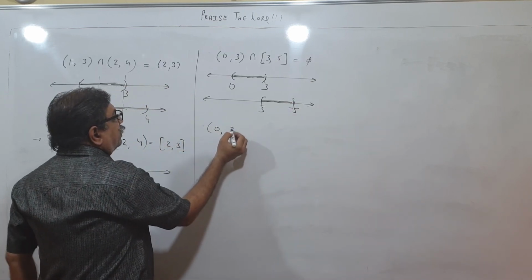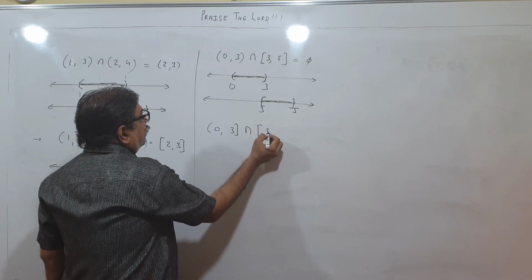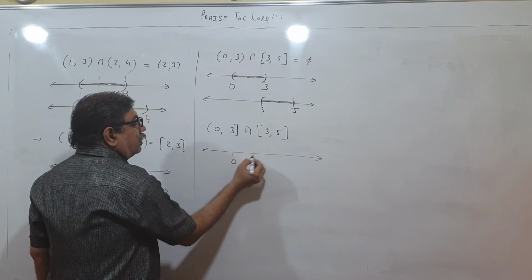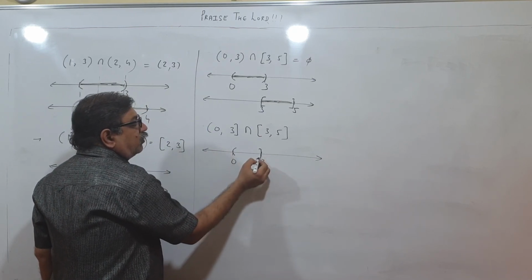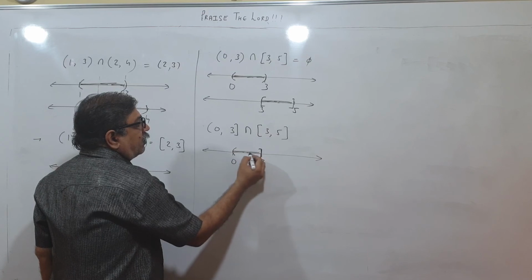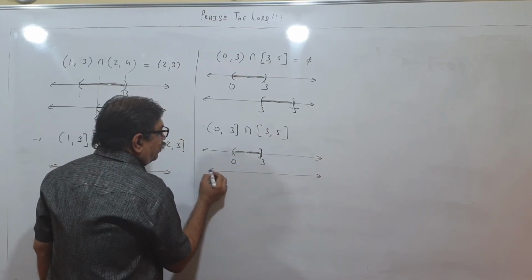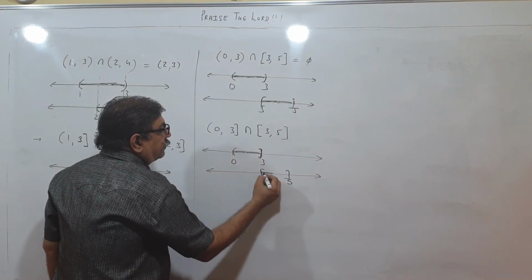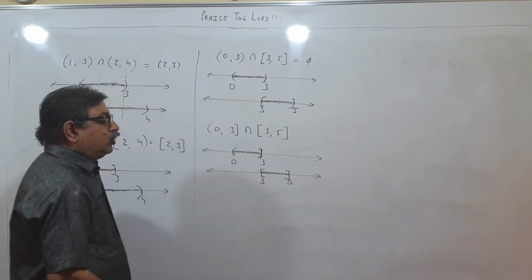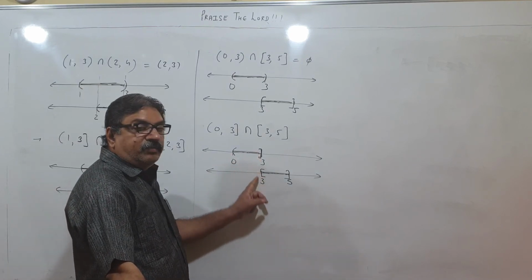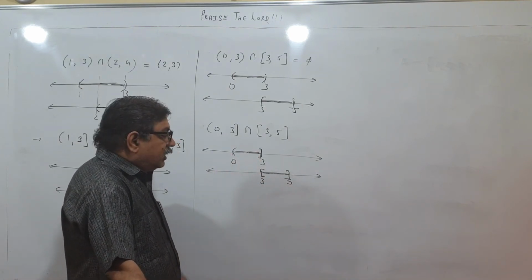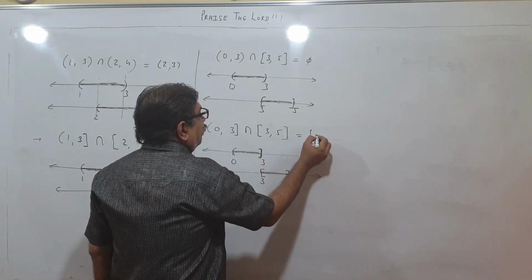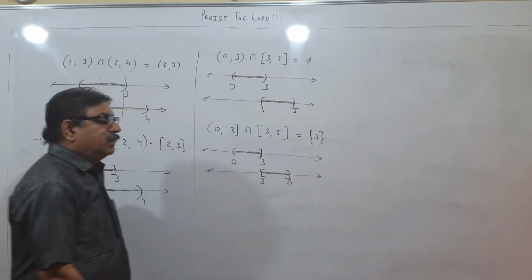If it would have been like this, (0, 3] intersection [3, 5], then it would have come like this: 0, 3, 0 not included, 3 included, then 3 to 5, 3 included, 5 also included. No region is overlapping. Wherever this is ending, from there only this is starting, so no overlapping. But 3 is present in both, so only one element, 3. Like this we think.